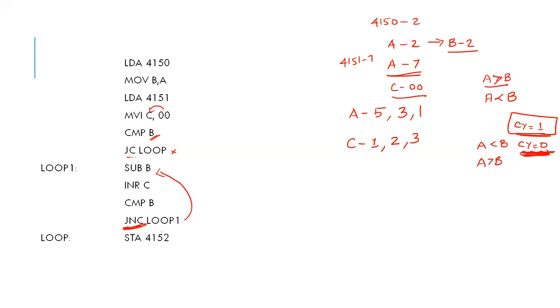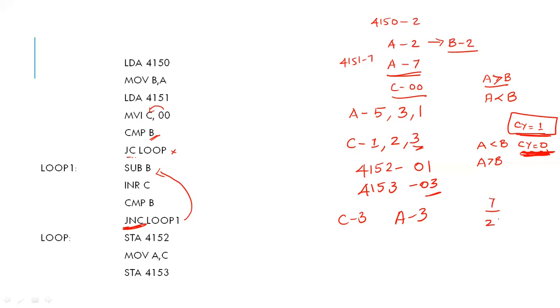STA 4152. We have already seen this command in the previous programs. STA 4152 means from the accumulator, the value will be moved to 4152. So now in 4152, we have the value 01. That is our remainder. MOV A,C: now the value in C, that is 3, is moved to the accumulator. And STA 4153: from the accumulator, it is moved to the memory location 4153. So now this becomes the quotient.